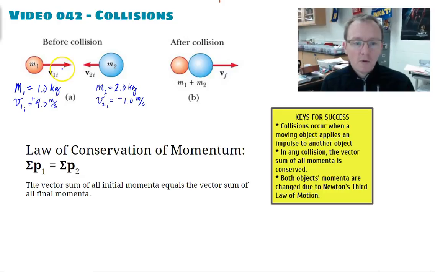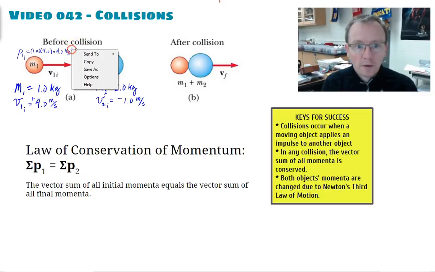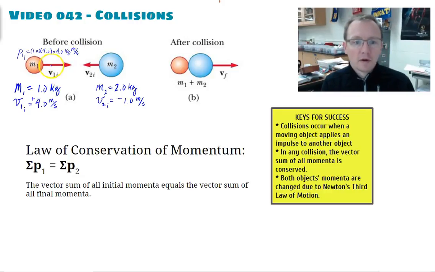Okay, so if I wanted to, I could say that it has this initial momentum for object 1, and I'm going to put an I here so that we know it's initial, is equal to 1 kilogram times 4 meters per second, which gives us 4 kilogram meters per second. Hopefully nobody's lost by that point right there. That's just a review from the last couple of videos.